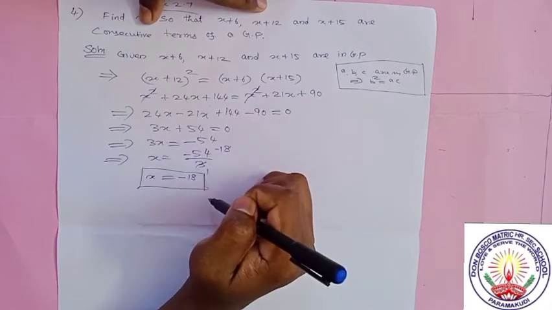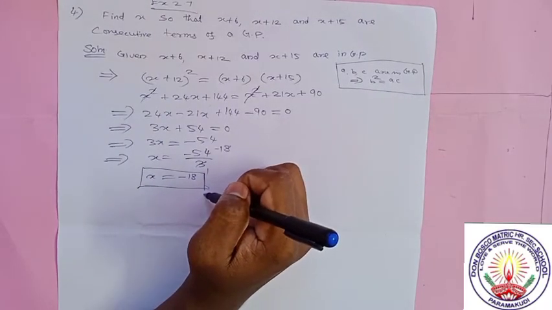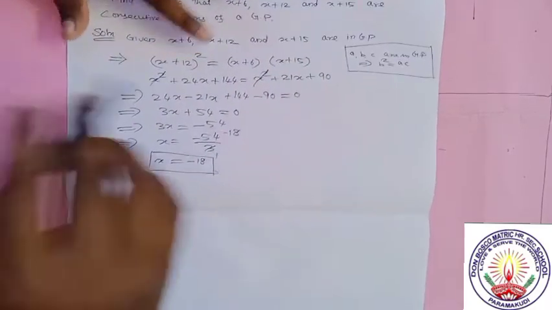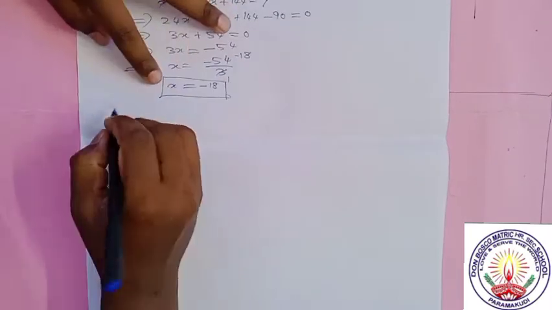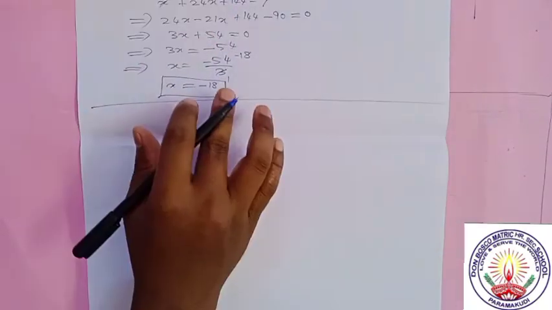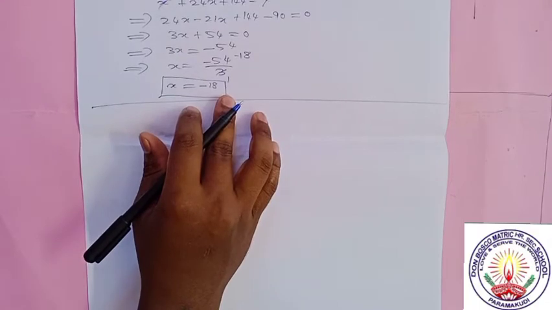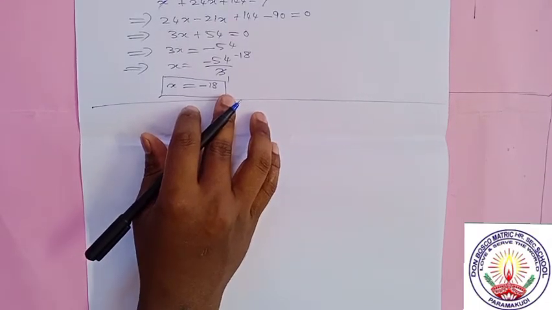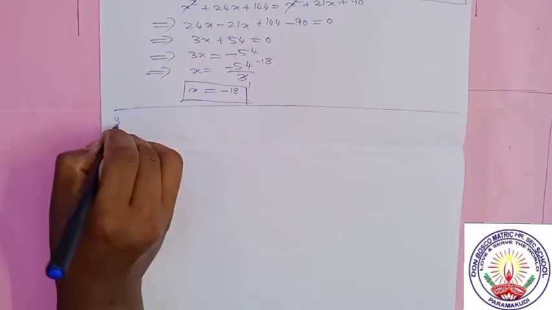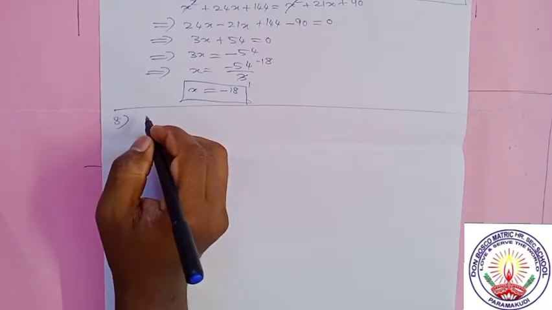You will get x is equal to minus 18. Very simple and maybe an important 2-mark question, or if it is asked in a 5-mark question also we have to solve. Next, question number 8, exercise 2.7.